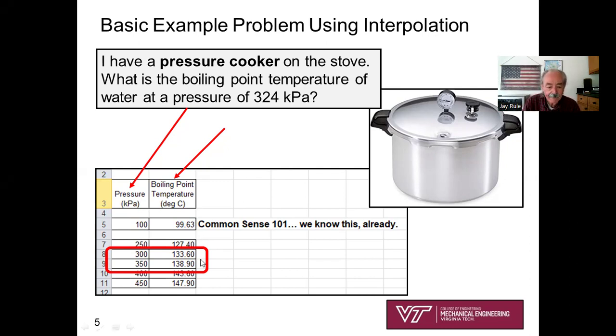Now for our problem at hand, we've got a pressure cooker. We see the pressure gauge and it reads 324. I happen to have a table of boiling point temperatures logged against various pressures. I've got 133.6 degrees C at 300 kPa and 138.9 degrees C at 350 kPa, but my pressure gauge reads 324. How do we determine what that boiling point temperature is? We've got to interpolate this tabulated data.